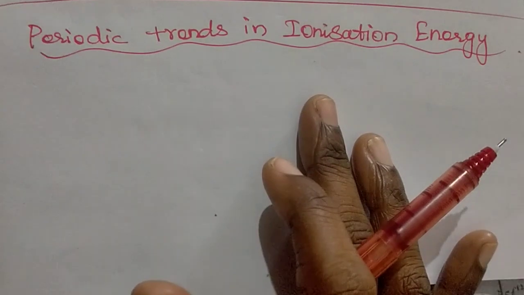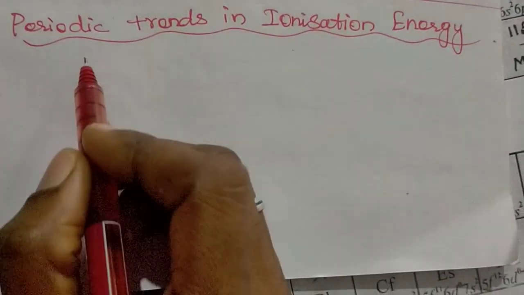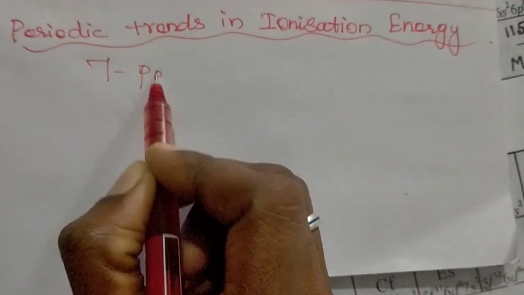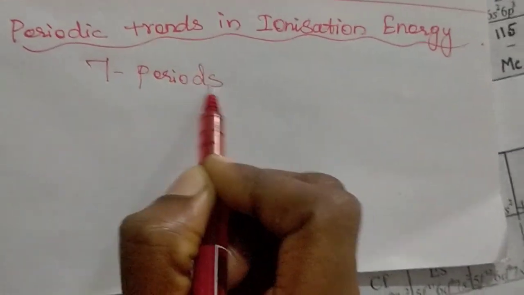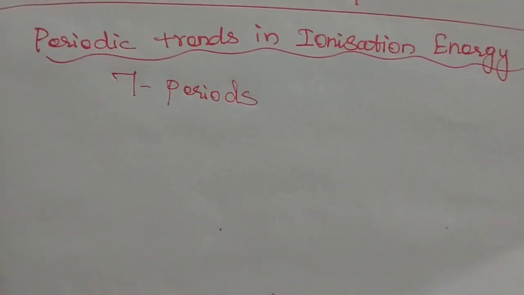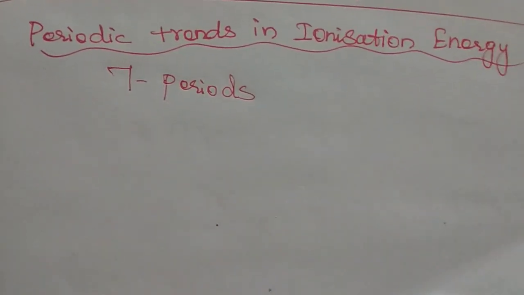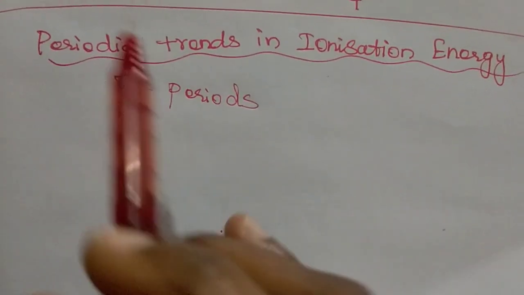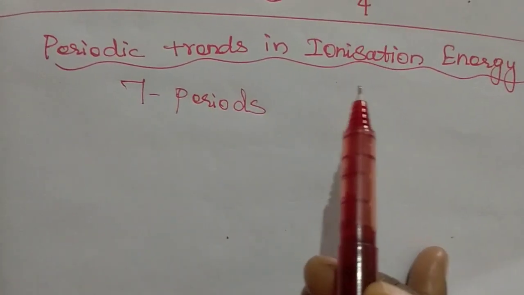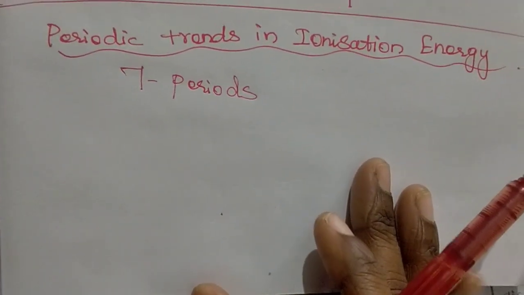Ionization energy is increasing along the period. We have totally 7 periods, so in the periods it is increasing with some exceptions. We have some exception cases to the increase of ionization energy along the periods. Now we are going to see the ionization energy periodic trends in periods.